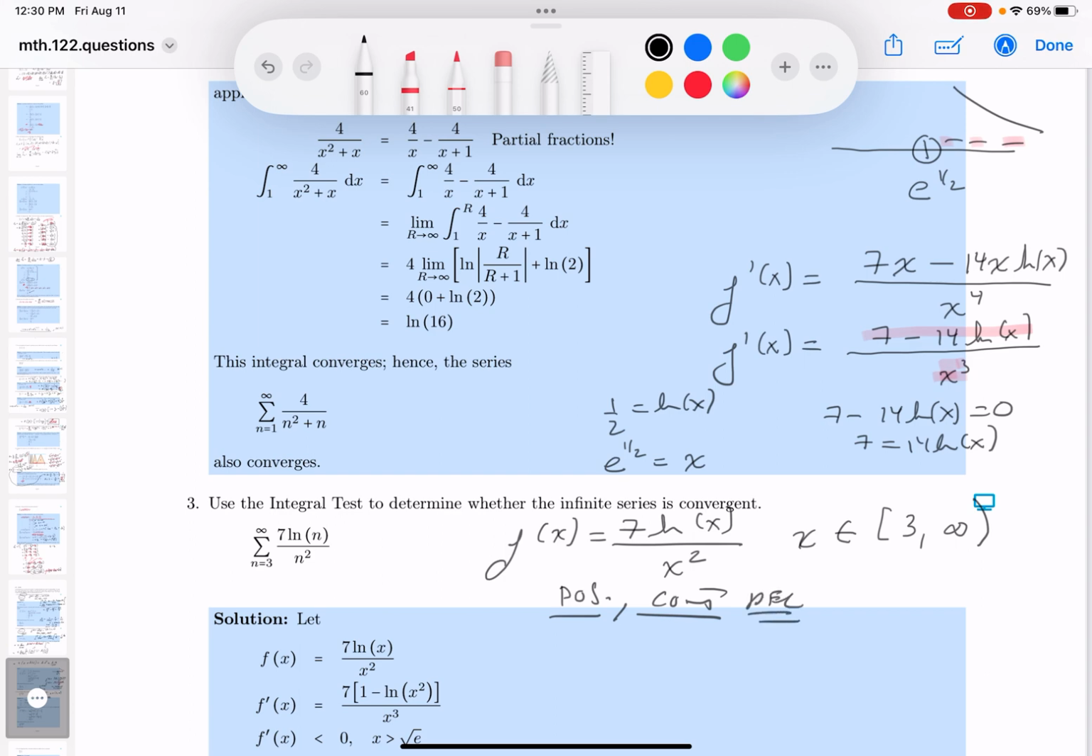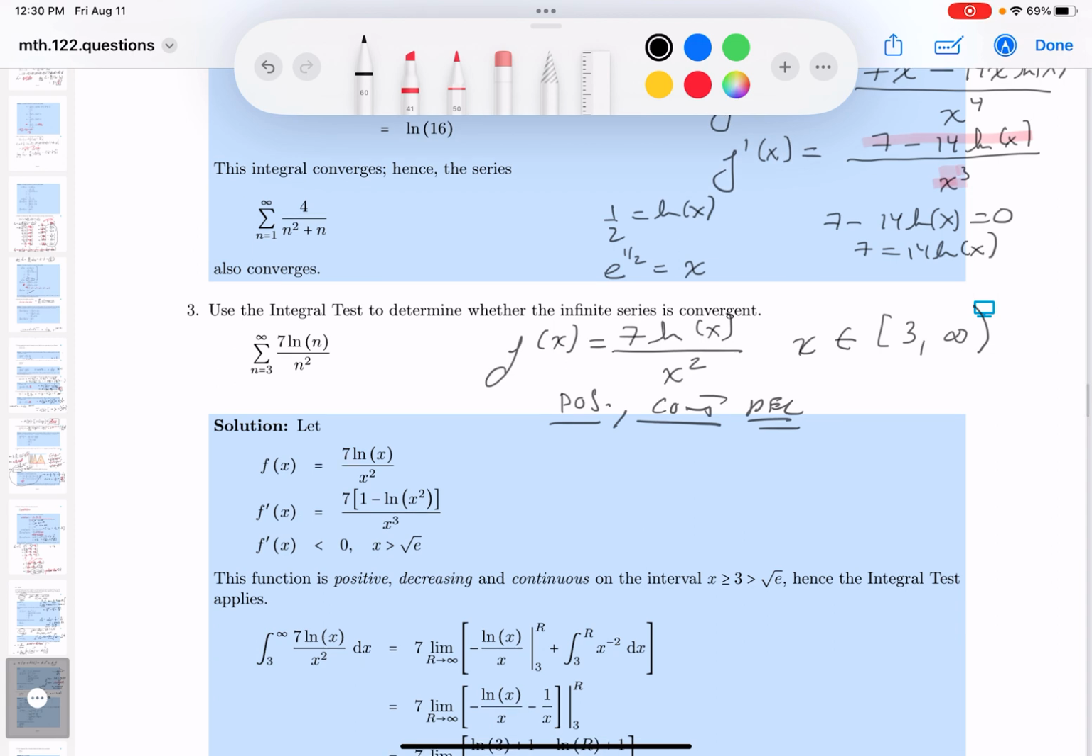Now that's something you need to state in exams, by the way, that you've got a function that's positive, continuous, decreasing on an interval. It doesn't have to start at 1. It has to start somewhere and go off to infinity. This is starting at 3. So what I'm going to do now is the integration. I'm going to go from 3 to infinity. I'm going to pull the 7 out. I've got ln x over x squared dx.